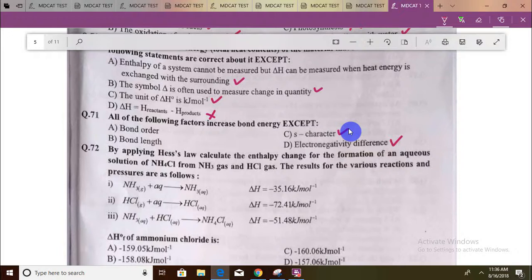And bond order is the number of bonds, like if it's for a C-C it's 1, for C double bond CH2, that kind of thing. So this also has a direct relationship. So the answer is B.